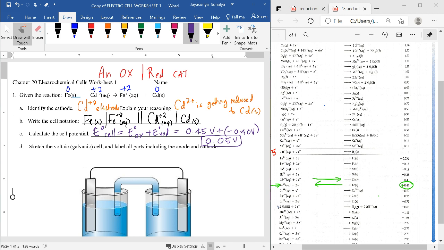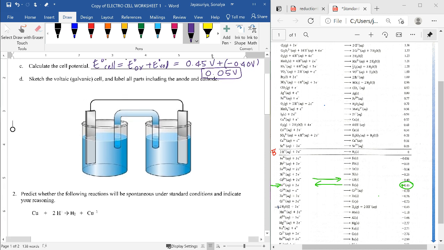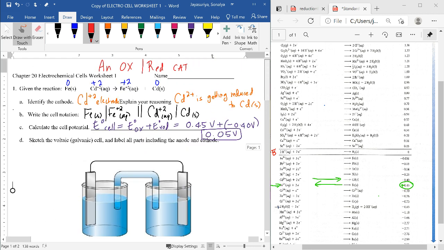Okay, next one is to sketch the voltaic cell, galvanic, voltaic, same thing, okay? I got a picture so I don't have to draw beakers and whatnot, but remember to label everything with the correct charges and show the movement of electrons and all that, okay? So I'm going to say this is my iron. This is the place where iron is becoming oxidized. So iron solid is going to iron 2+ plus 2 electrons. That is my oxidation, okay? And this is going to be my anode.